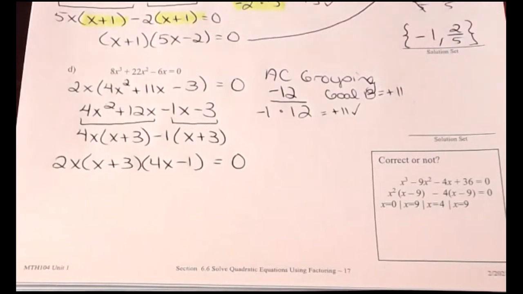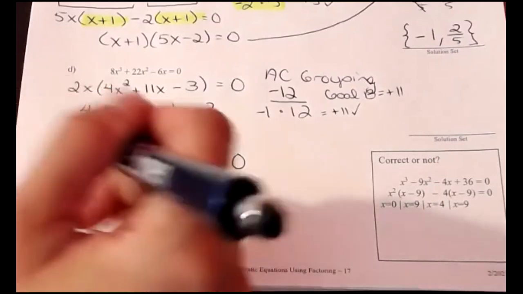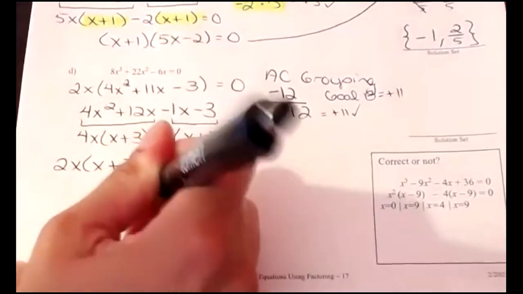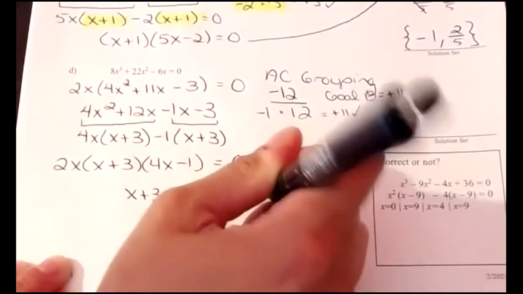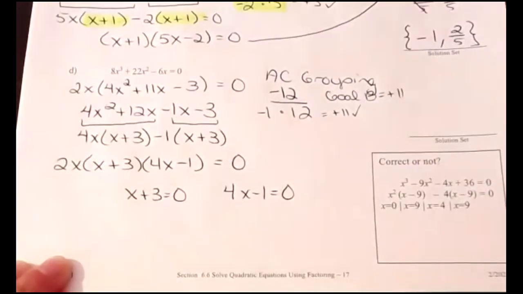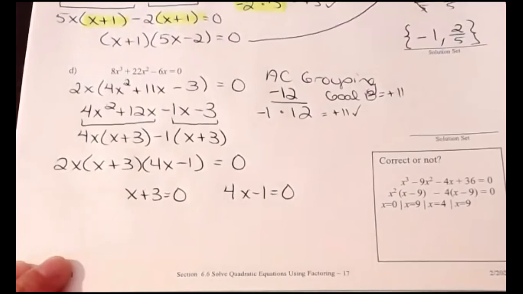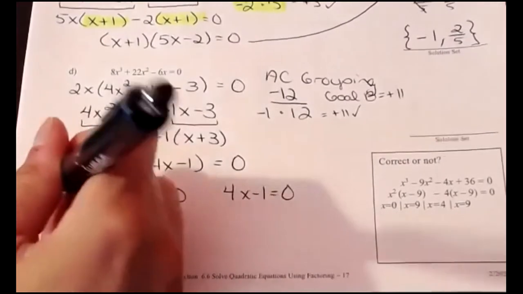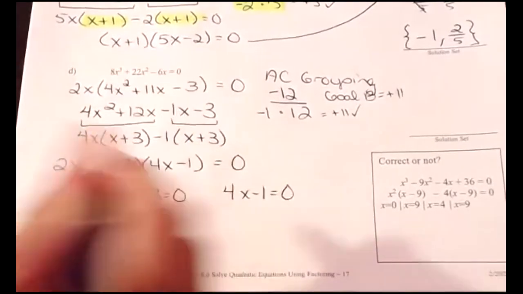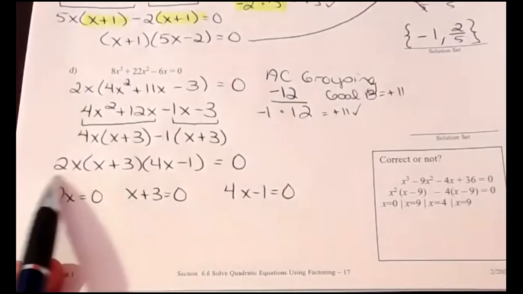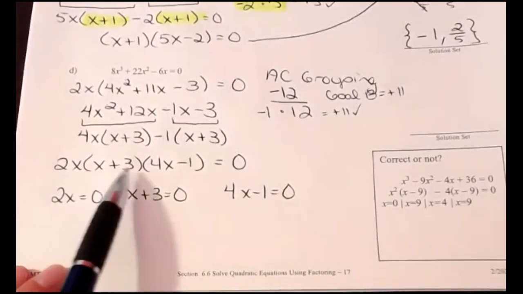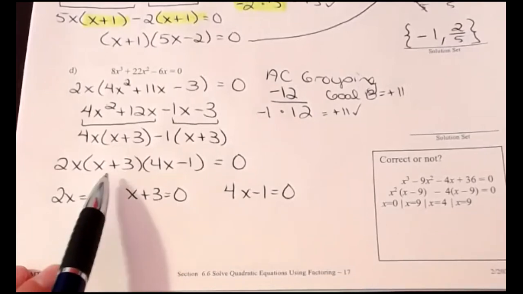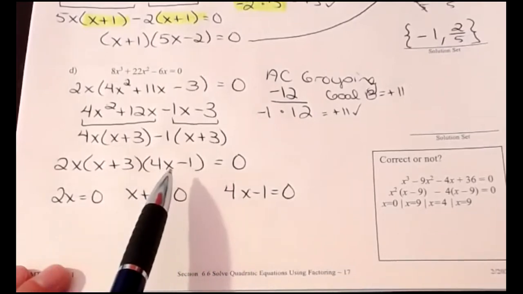X plus 3 and 4x minus 1. Okay, so we've got x plus 3, we'll set that equal to 0. We've got the 4x minus 1, we'll set that equal to 0. Anything else? 2x. Yes, we're also going to set the 2x equal to 0. Your first factor, because it has a variable, your second factor, because it has a variable, and your third factor, because it has a variable.